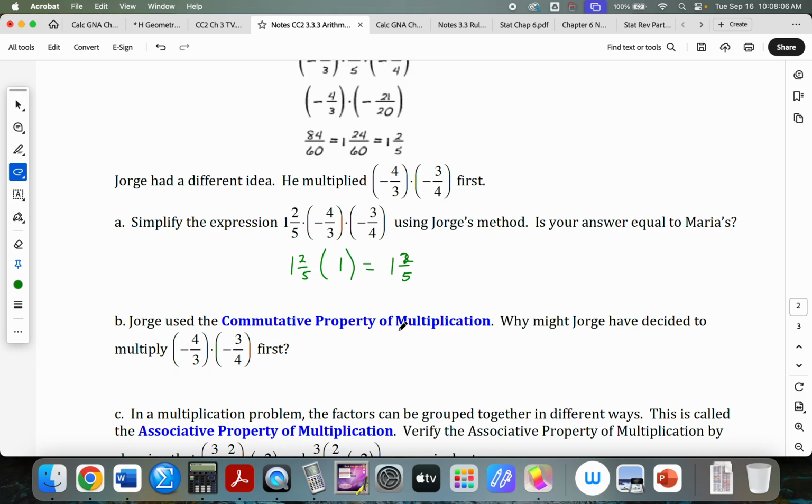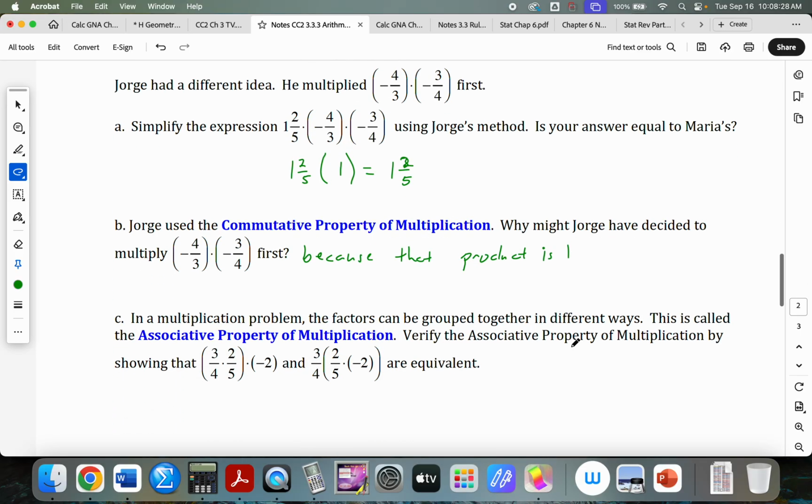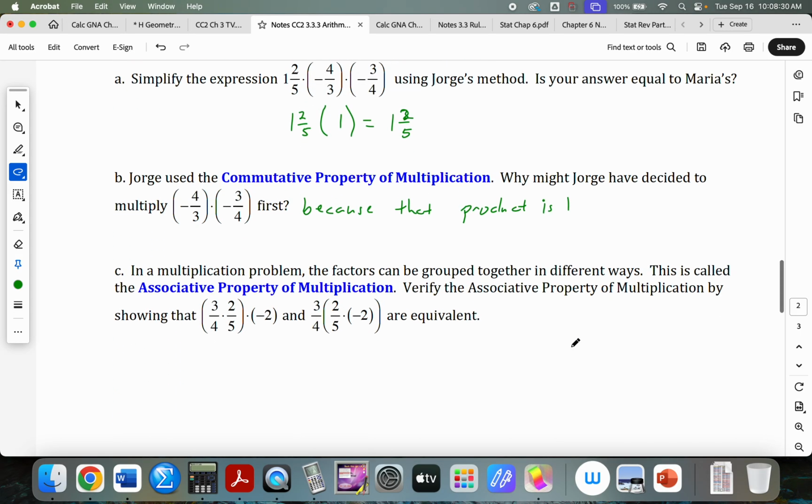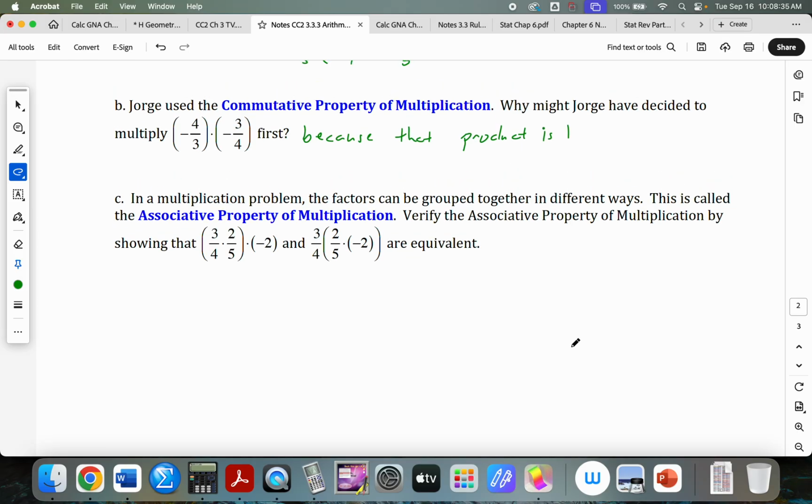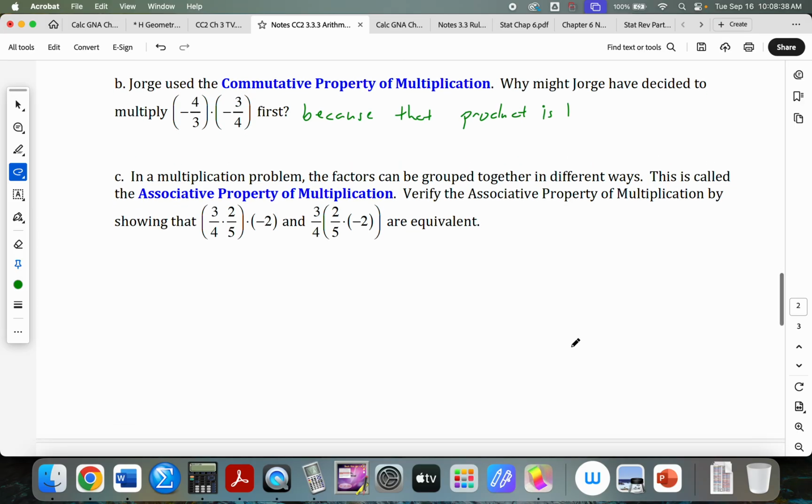So he used the commutative property of multiplication. He rearranged the order. Why did he decide to multiply these two together first? Because that product is 1. So in a multiplication property, the factors can be grouped together in lots of different ways.